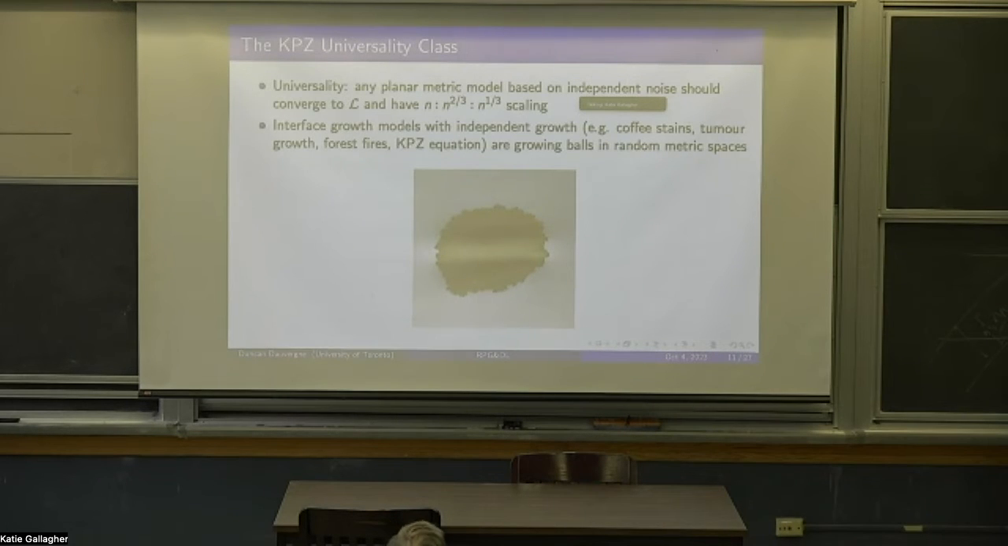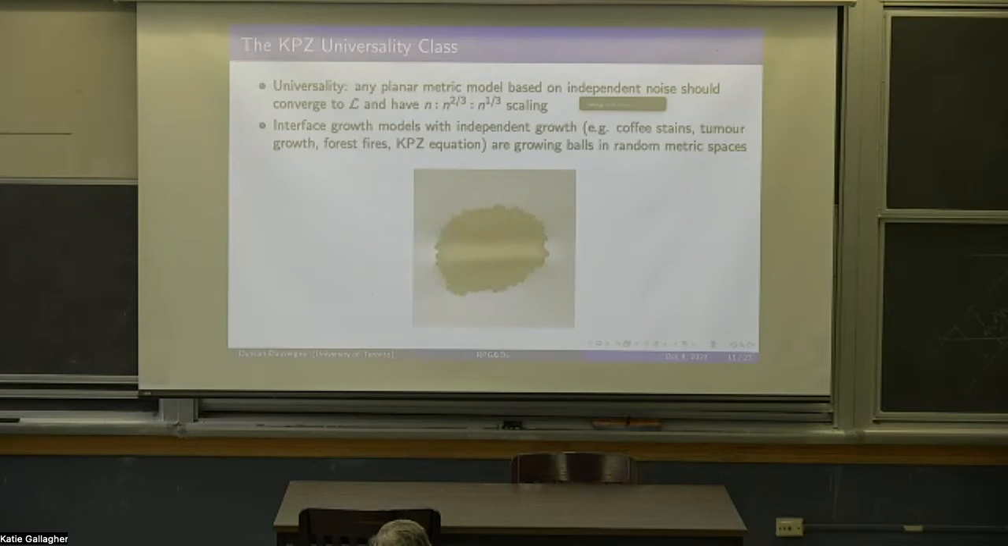So I think of the KPZ universality class in the following way. Here's the idea. If I define for you a metric on the plane, where I base my metric on some independent noise. So here in the Poisson picture, I'm throwing darts at the plane uniformly at random. So the number of points in my process that I see in one part of the plane is independent of the number of points I see in the other. Okay. So if I build a metric in this way, then it should always converge to the directed landscape.